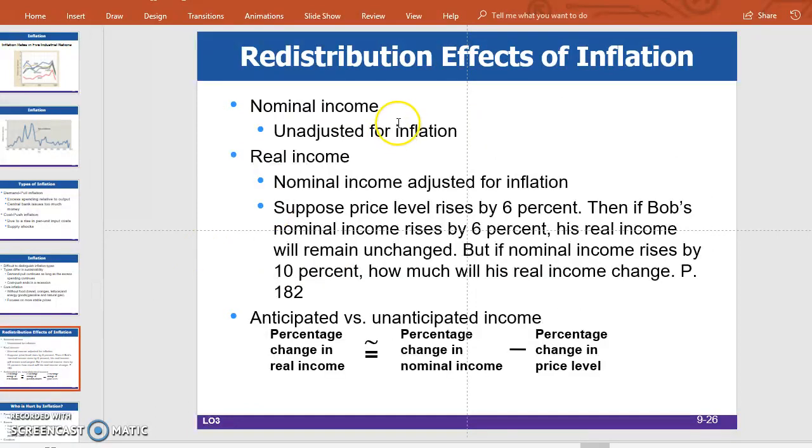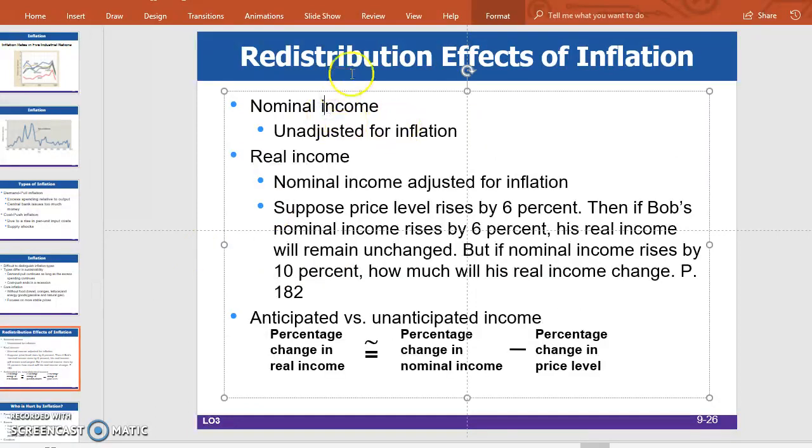Now, the next thing we want to do is to talk about the redistribution effect of inflation. To discuss that, we want to see how inflation will transfer income from some people and give it to some other people. So it will redistribute income, right? Reduce income of some groups, increase income of other groups in the society. And inflation does this in an arbitrary way. We will show you soon.